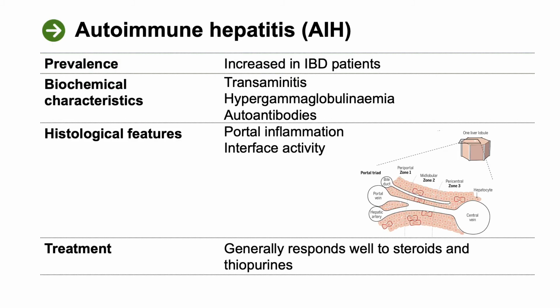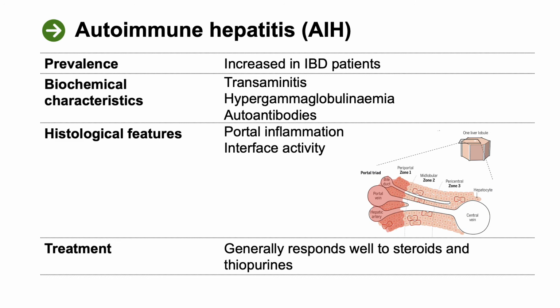Patients with IBD have an increased risk to develop autoimmune hepatitis, but the reverse is also true. Patients with autoimmune hepatitis have an increased risk to develop IBD. The histological features on liver biopsy include portal inflammation and interface activity, that is, inflammation in zone 1, as is shown in the figure.